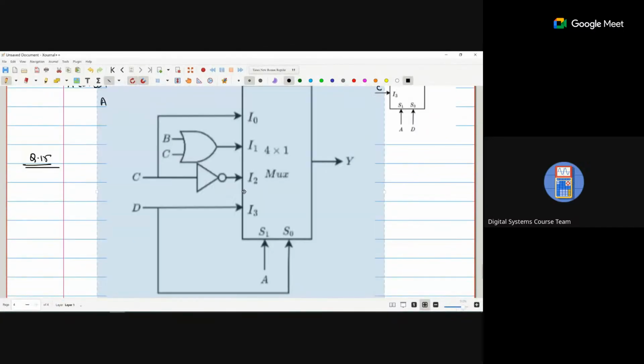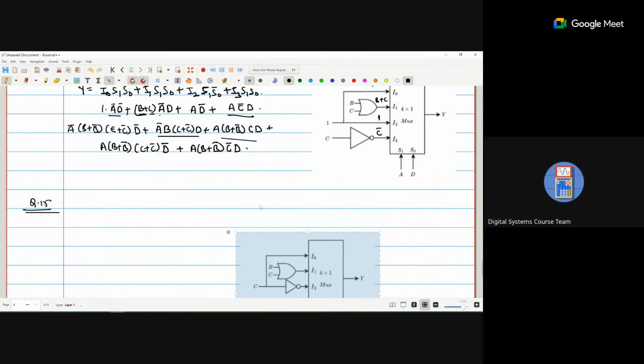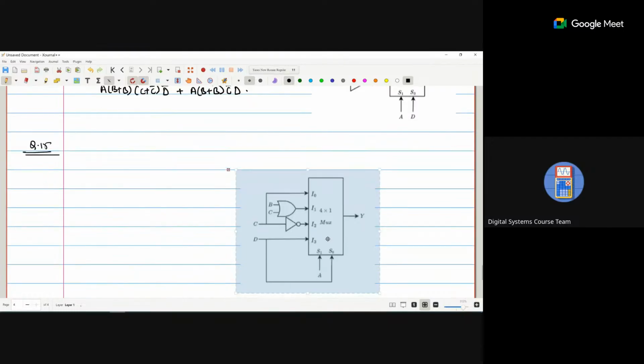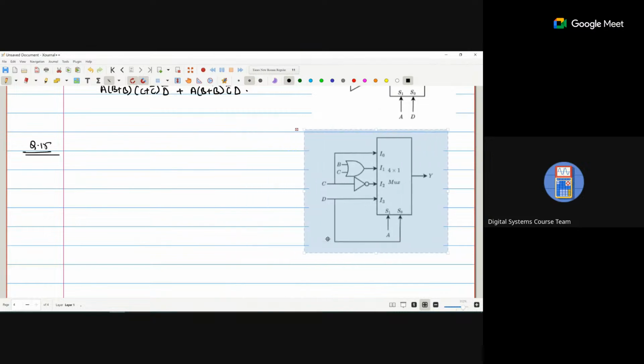Question number 15 is somehow similar to this one. Now again the Y is A bar B bar times C, because now I notice C. I notice C, I1 is B plus C, I2 is C bar, and I3 is C.